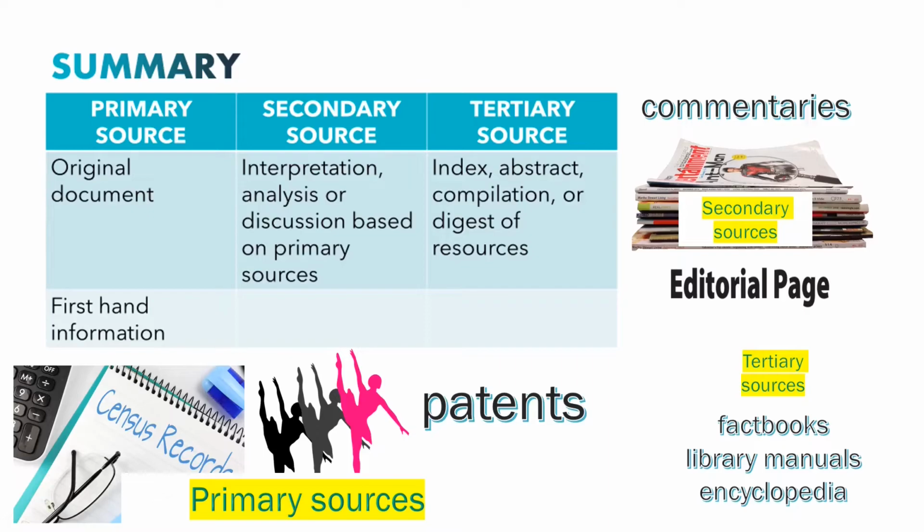We can say that a source is a primary source when it is an original document that contains first-hand information about a topic or an event. Some examples are census records, dance performances, and patents.